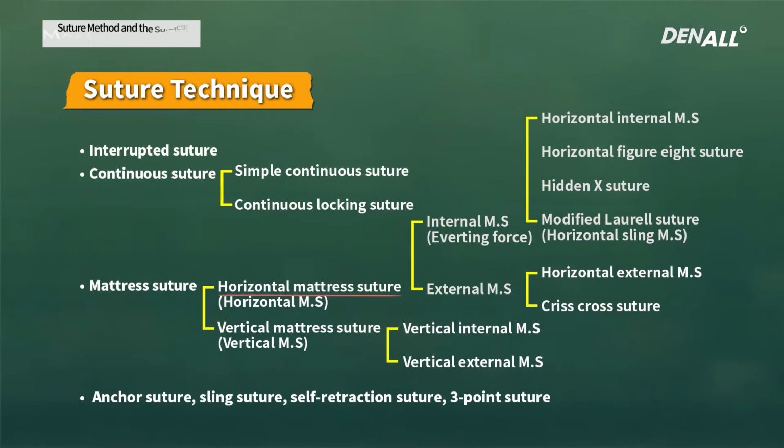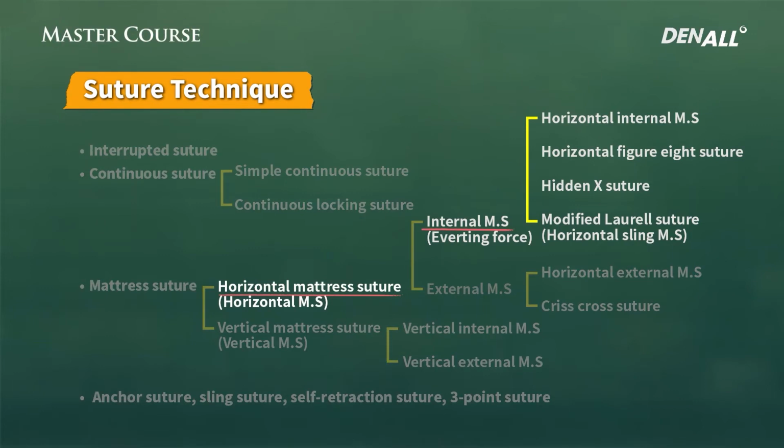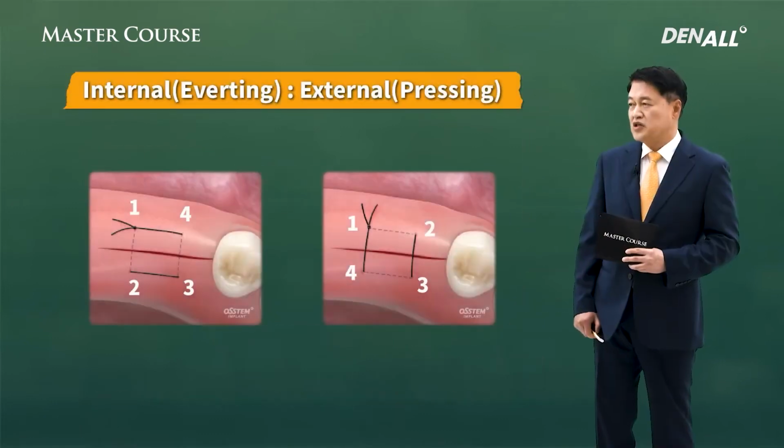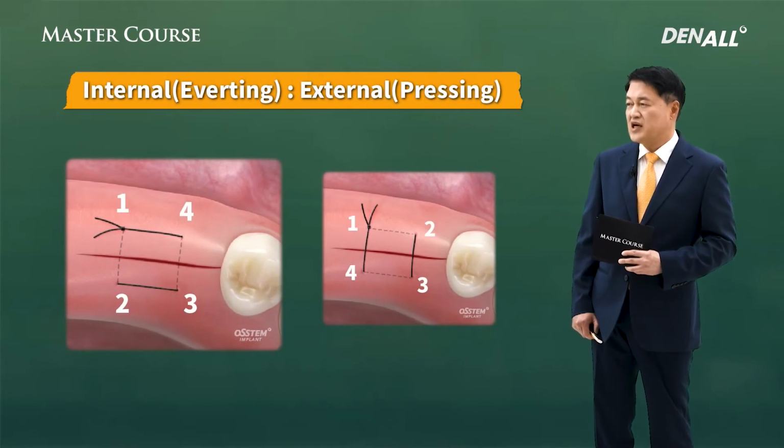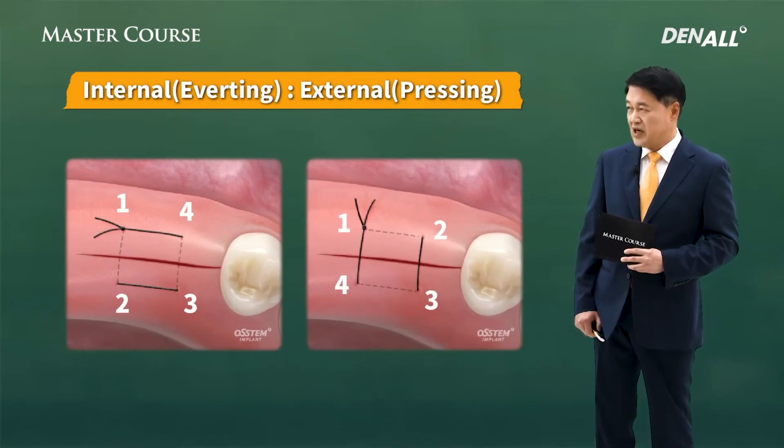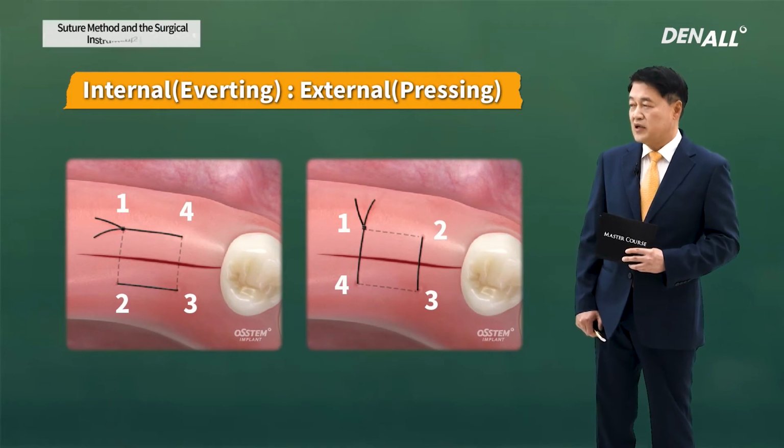In terms of horizontal mattress suture, I'm going to first talk about internal mattress suture, and today horizontal internal mattress suture, the hidden X suture and modified low-res suture is what I'm going to cover. On the left, internal horizontal mattress suture, and right, you have horizontal external mattress suture. So how are the two different?